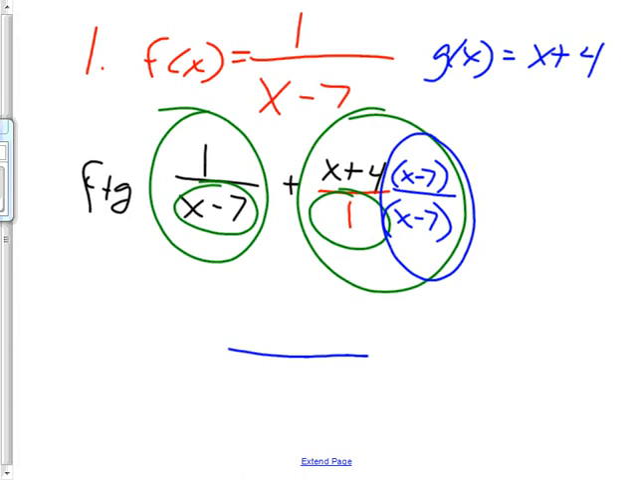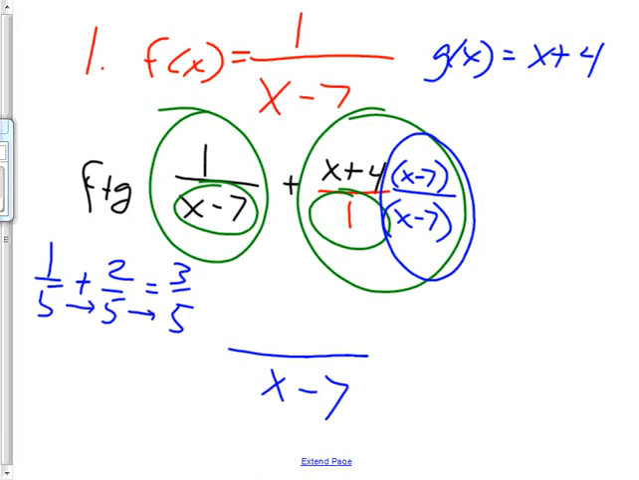I want to help you understand this. When you add them together, your denominator stays the same. So my final answer has an x minus 7 as the denominator. You don't add these. Like if I had 1/5 plus 2/5, you wouldn't add the 5s and call it tenths. I would add the tops and say 3, and I'd leave the denominator the same. Get what I mean? This 5 does not change. So my denominator is just x minus 7.